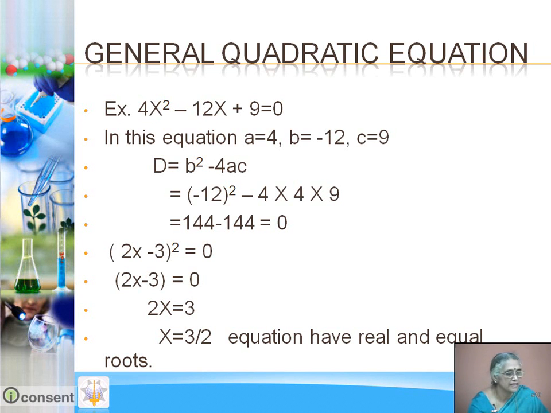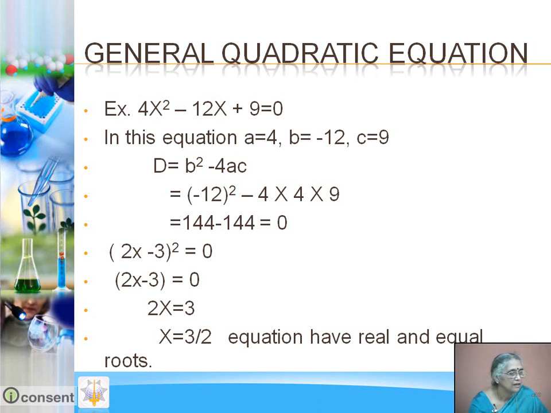b square minus 4ac is equal to minus 12 square minus 4 into 4 into 9. So 144 minus 144, which is equal to 0. That means value of d is 0. So this equation has real and equal roots.